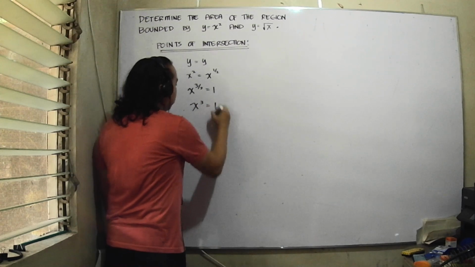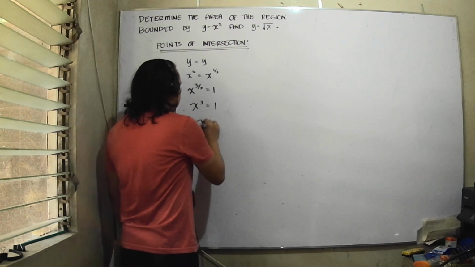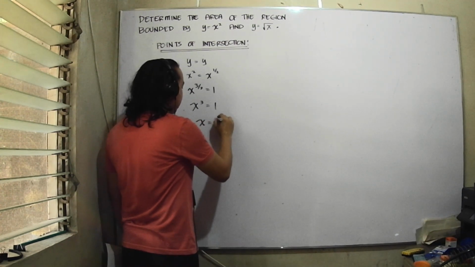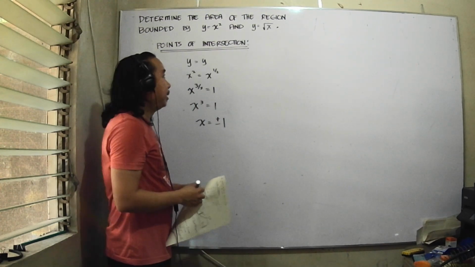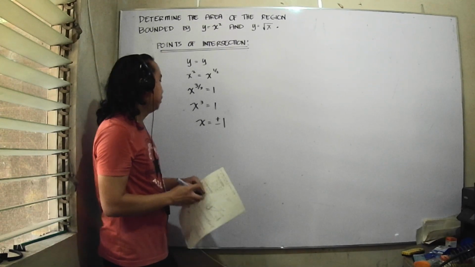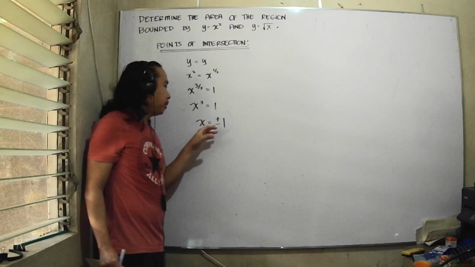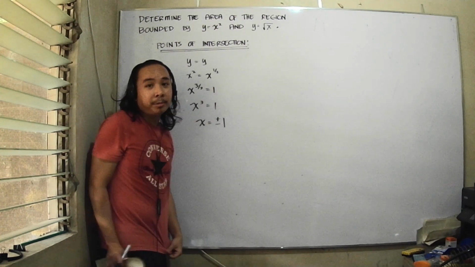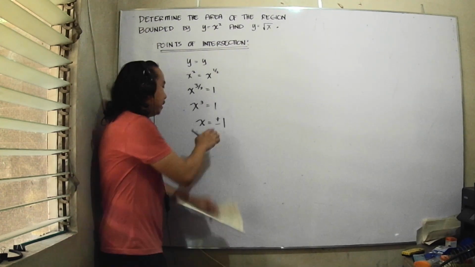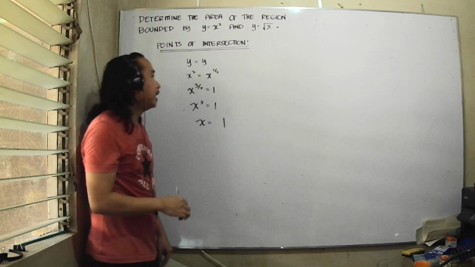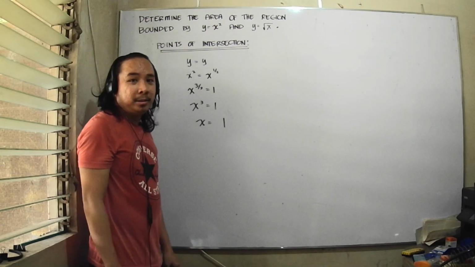x cubed is equal to 1. If we take the cube root, it is supposedly positive and minus 1. But we have another concern if we investigate negative 1: if we use negative 1 in the square root, we get an imaginary number, so that won't work. So more or less, x is equal to 1.